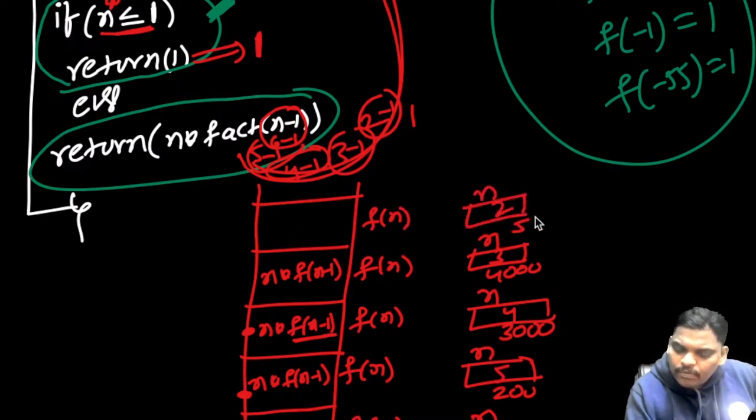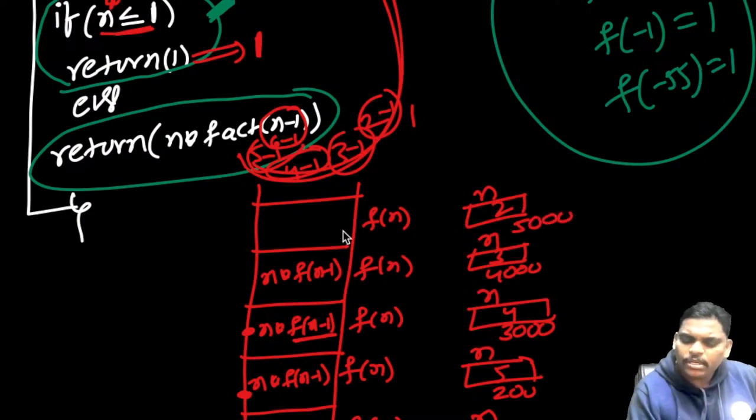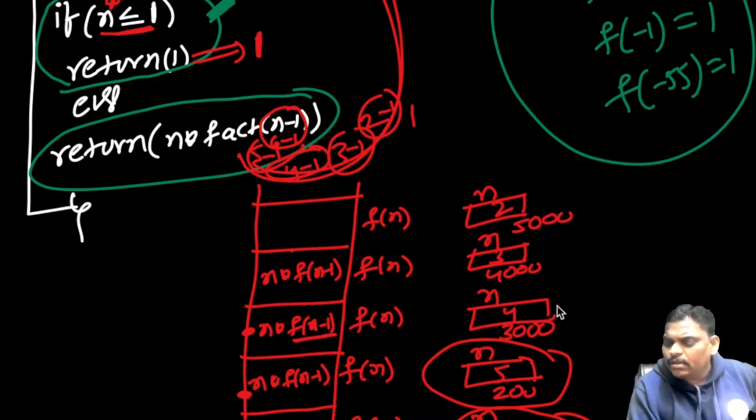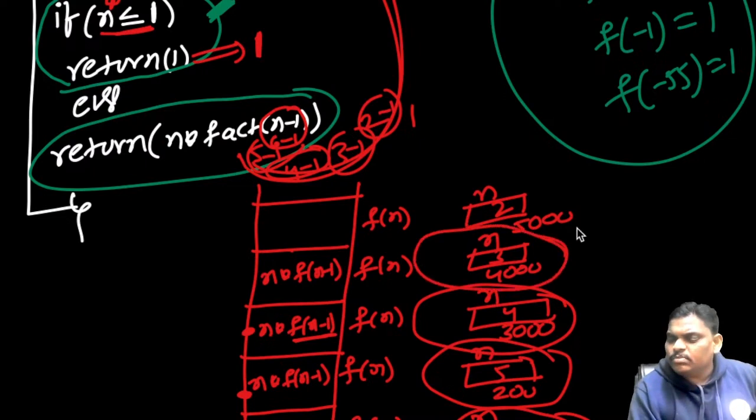Again memory will be created, at 5000 memory location. Int n means creating memory. First time int n, this memory created. Second time int n, this memory created, because you are running the same code again and again. Third time, fourth time, fifth time int n, memory created.